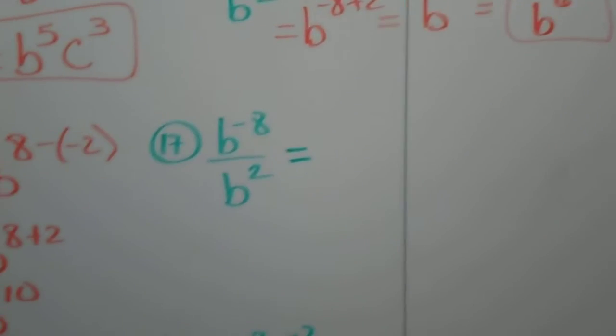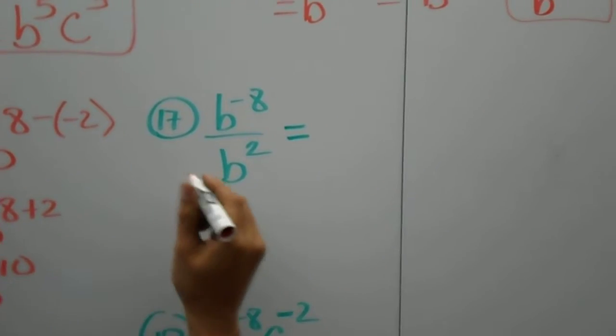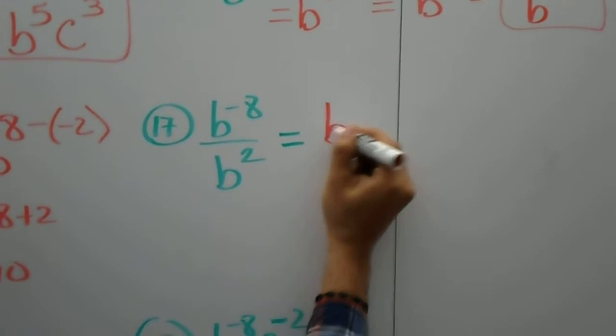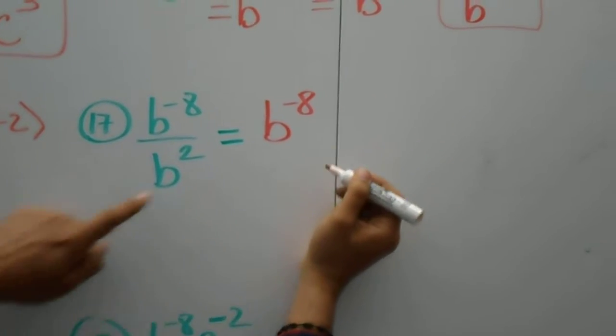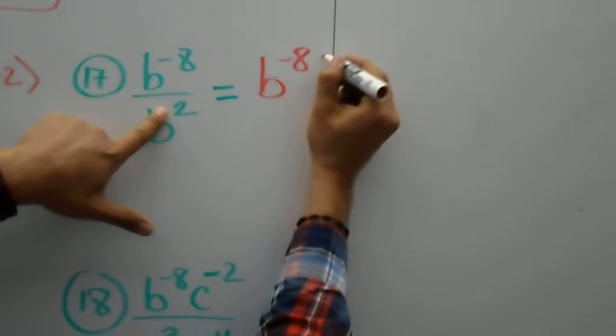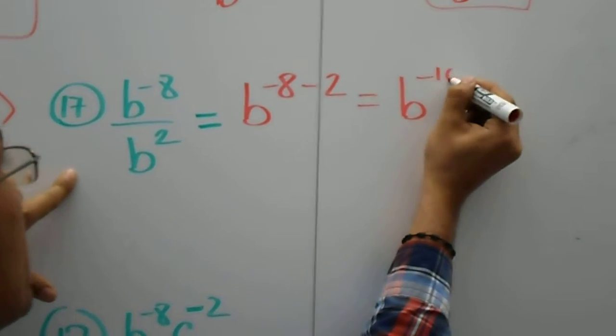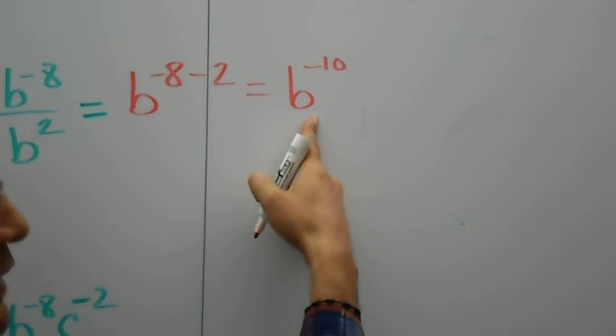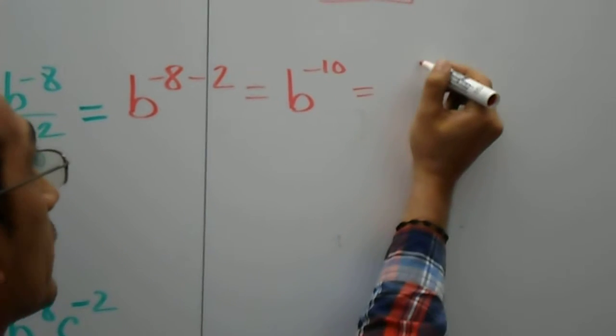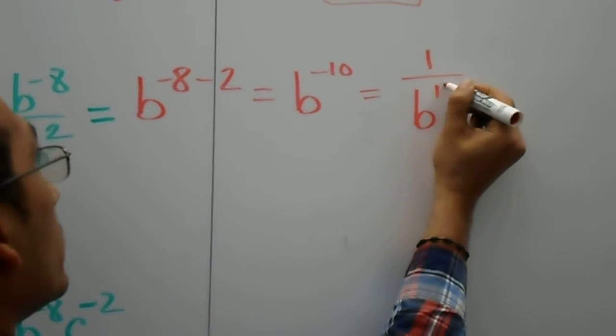Okay, let's do number 17. Number 17, you have b to the negative 8. Notice you have here minus 2. That becomes b to the minus 10. You can never have a negative exponent as an answer. Therefore, this becomes 1 over b to the 10.